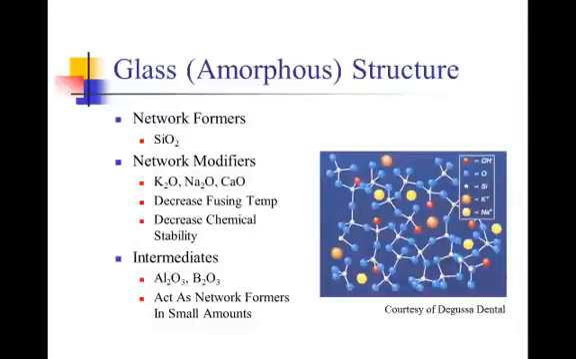Okay, I would like to talk to you briefly about glasses and the way the composition of the glass affects its properties, mainly its melting point, but also its chemical stability. And that's related to how many metal ions besides silicon we have in the structure.